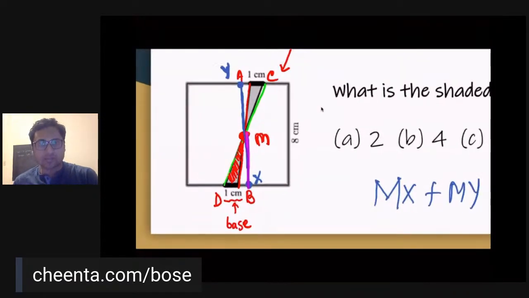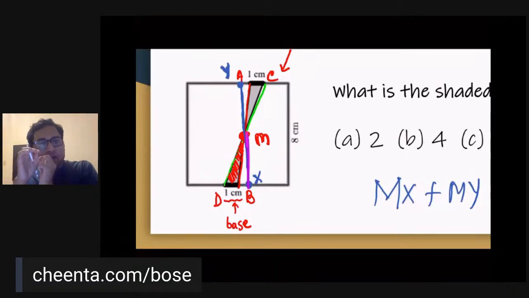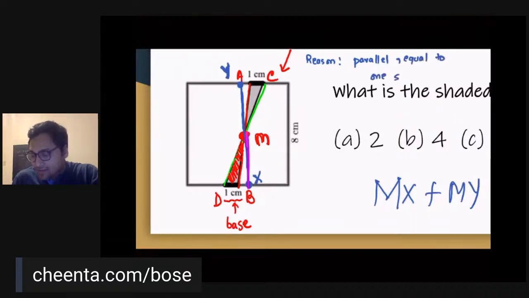Zoom out a little bit, okay. If I look at MX and MY, then what happens here is that if you join that, that will be parallel and equal to one of the sides of the square. So this is roughly the reason. It is parallel and equal to one side of the square.